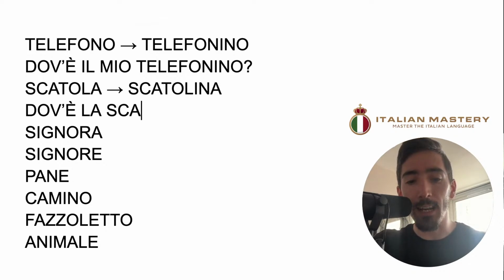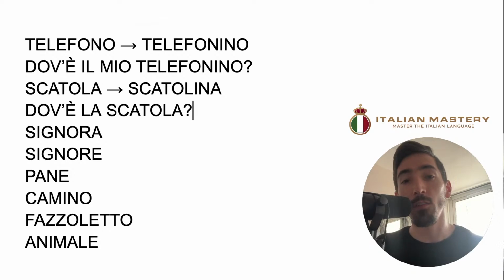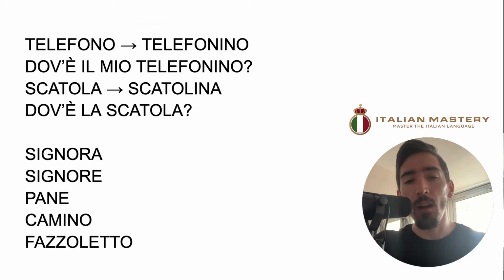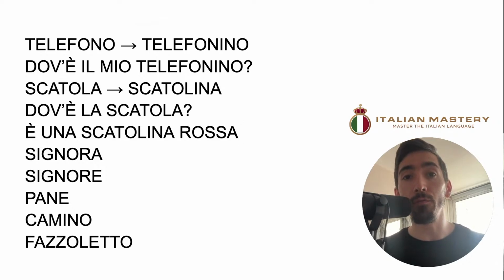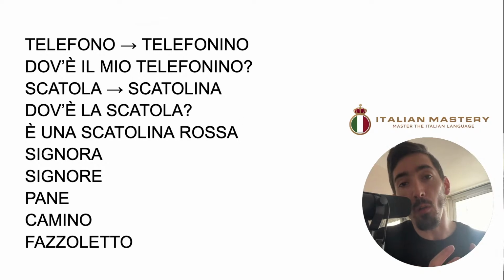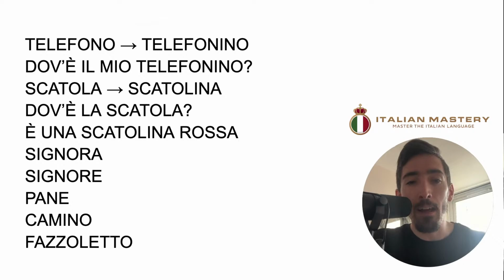Dov'è la scatola? And someone might answer, com'è? As in, what does it look like? How is it? Help you by describing this box. And you can say, è una scatolina rossa. So now you've basically explained that the box in question is small and red in color. Now it's much easier to find. Or harder to find because it's smaller. But anyways, let's move on.